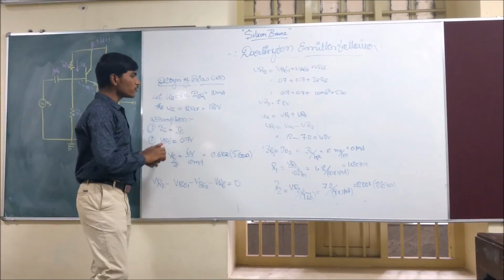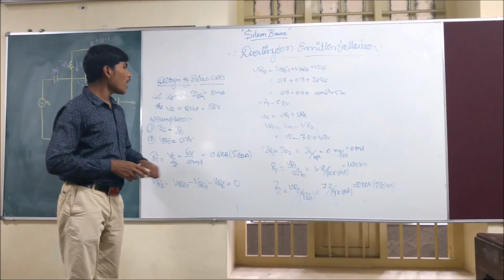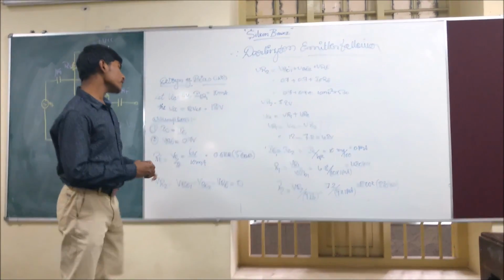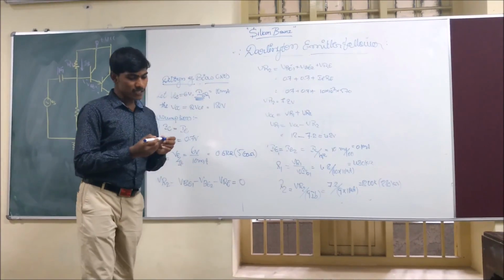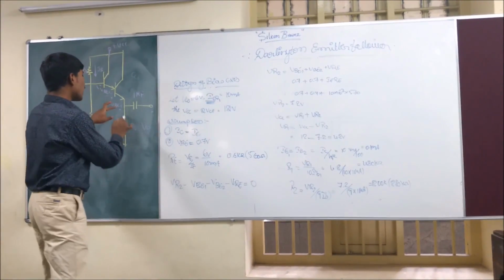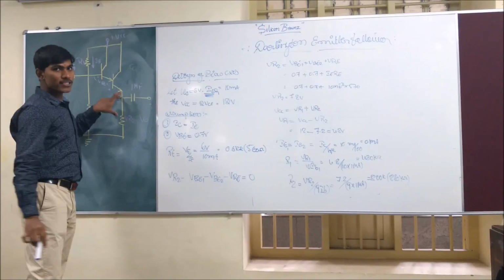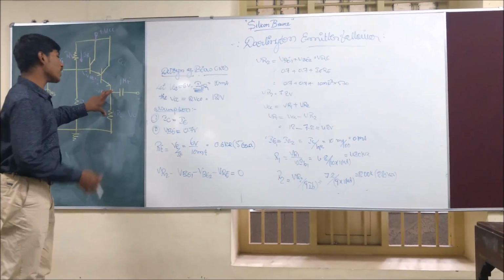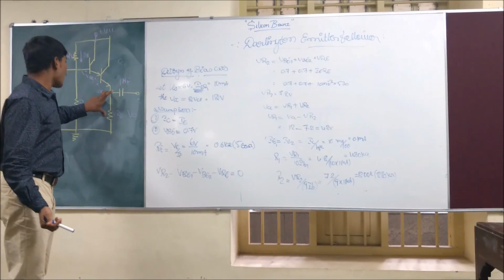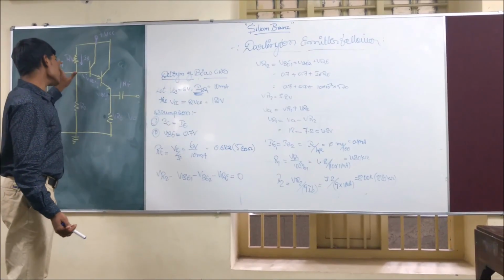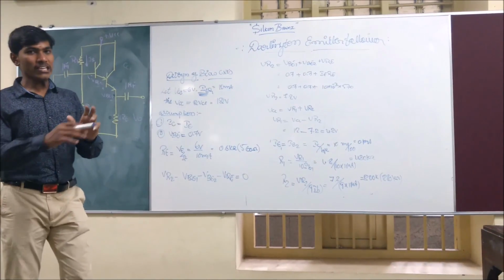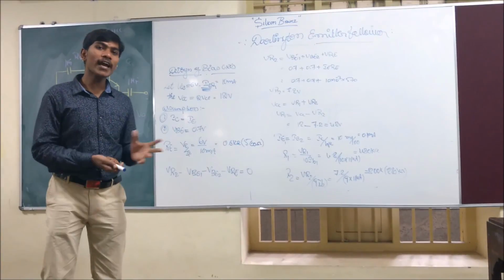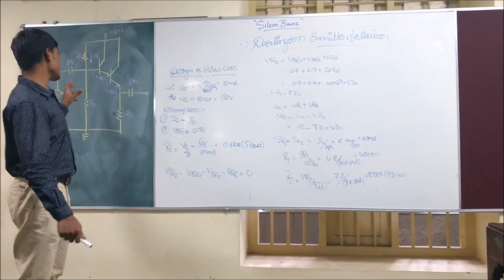VCE is equal to 6 volts and IQ is the biasing. Why am I taking this as IQ? Because here we are taking the output from the emitter, so IC is not our output, IE is our output. This amplifier has a voltage gain of almost unity, and the current gain is very high, as we will see in the derivation in the next video.